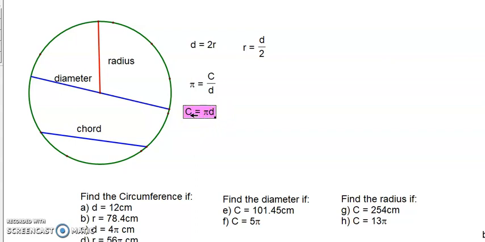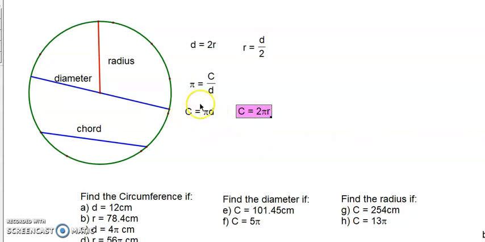So if I know the diameter, multiply by pi, and I'll get the distance around the circle, the circumference. And since I know the diameter is 2 radii, I can replace the d by 2r. So I can also say circumference is 2 pi r, or 2 times r, which is diameter, times pi, which is the same as this.